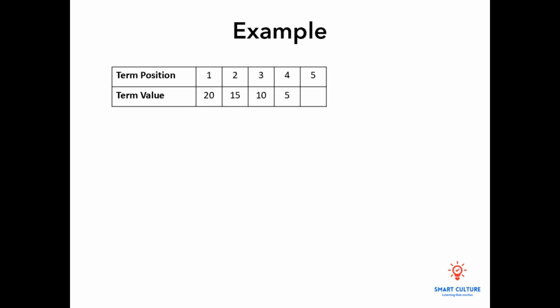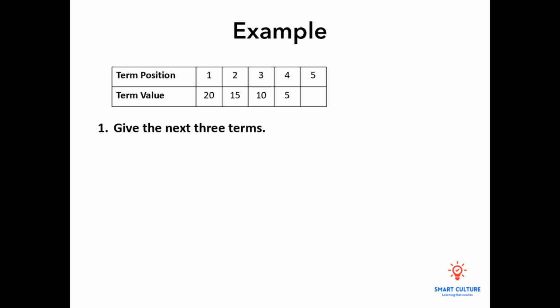So what can you see between position 1 and 2 in terms of the values? It went from 20 to 15. And then from 2 to 3, it is from 15 to 10, which is 5 less again. And then from position 3 to 4, it's from 10 to 5, which is also 5 less. So every time, there was minus 5.